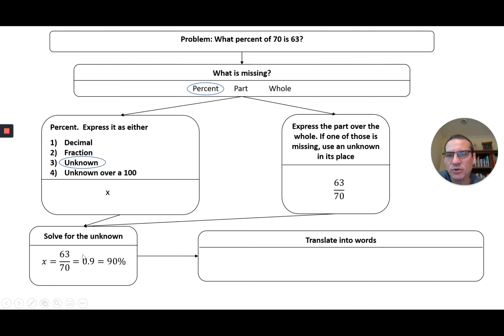And I'm not going to show the calculations for everything here. I'm just going to give you the final answer. You can let the students do that, but I just wanted to show you this step. And then finally, 90% of 70 is 63.